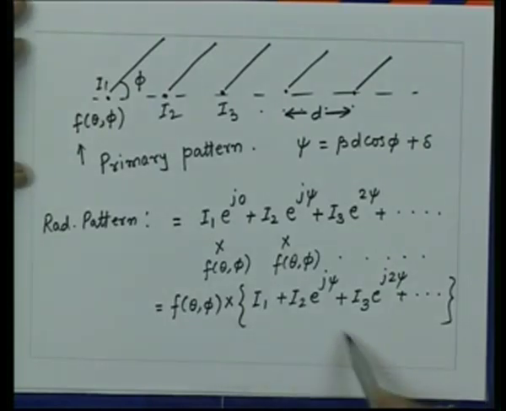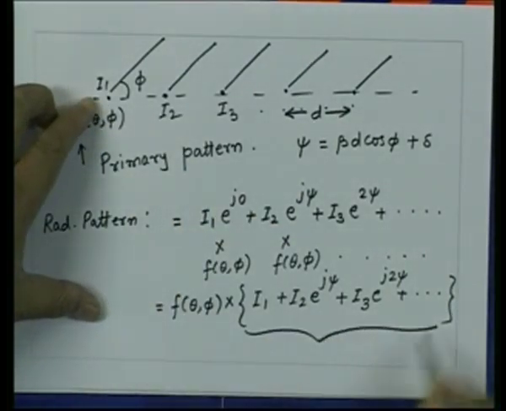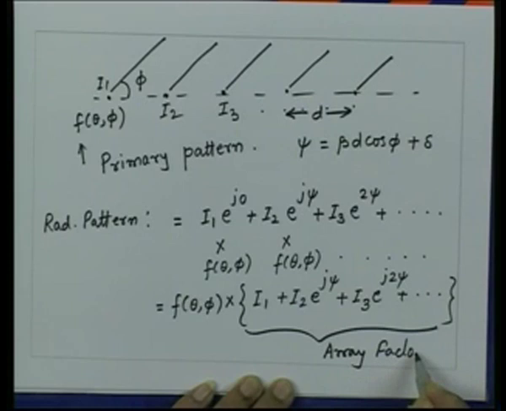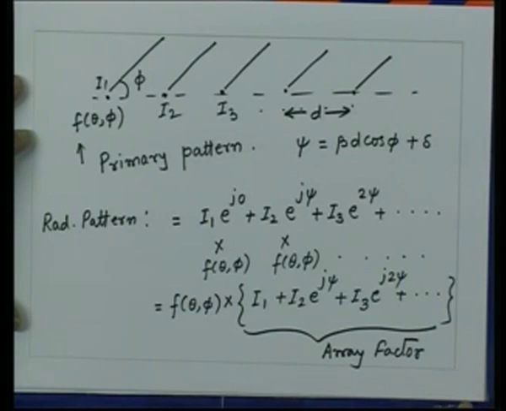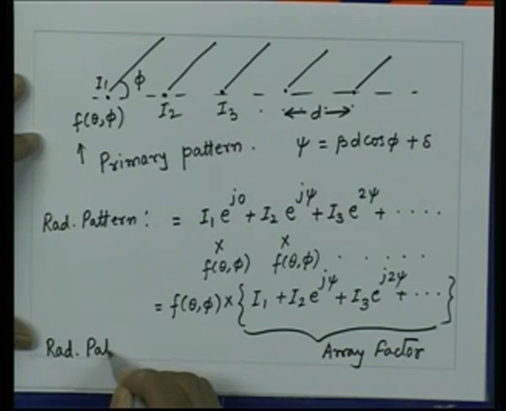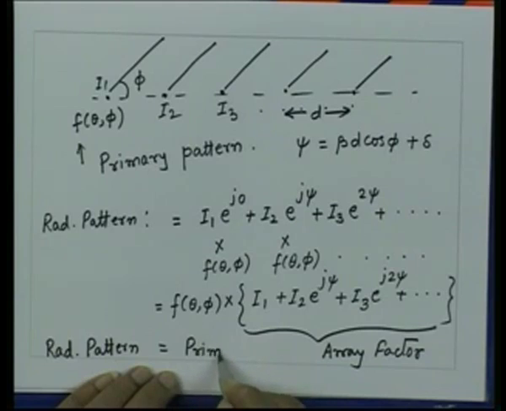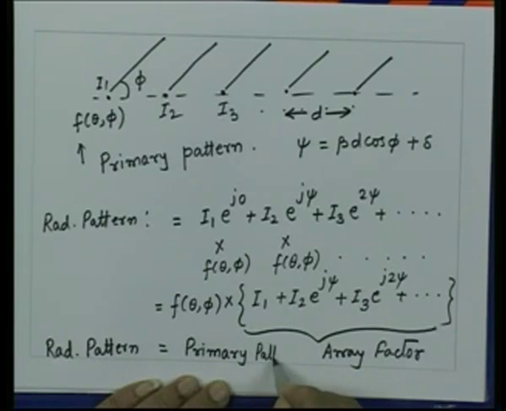Now, this quantity represents the radiation pattern which we would get assuming the elements to be isotropic. So, this quantity we simply call the array factor, and this is the primary radiation pattern of your element. So, the total radiation pattern of an antenna array is equal to the primary radiation pattern multiplied by the array factor.